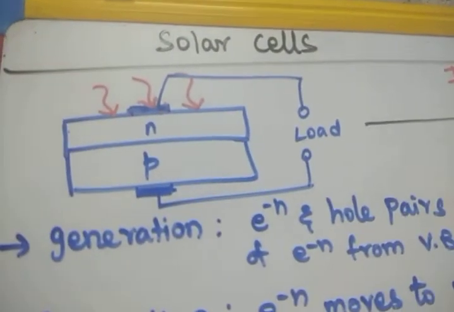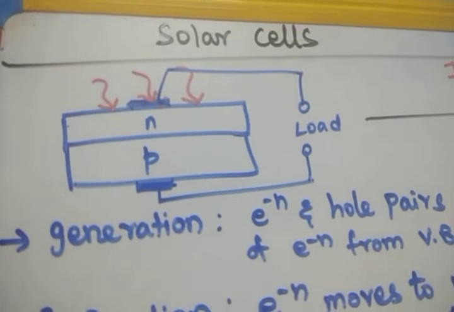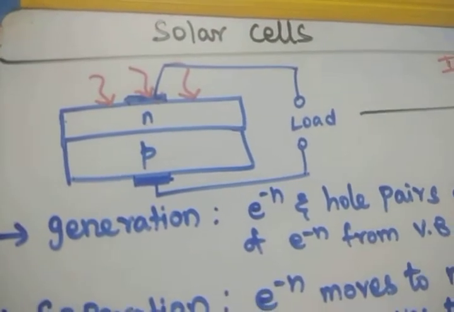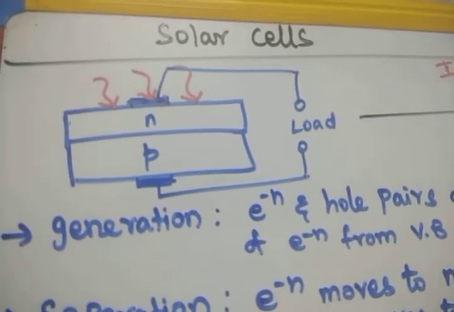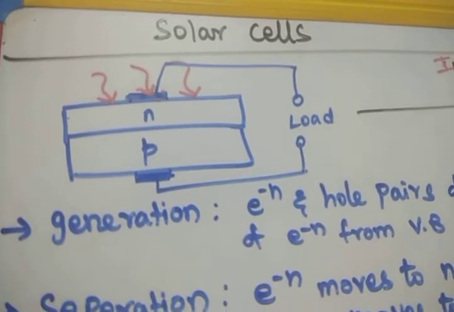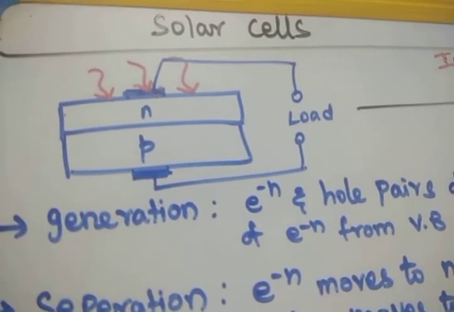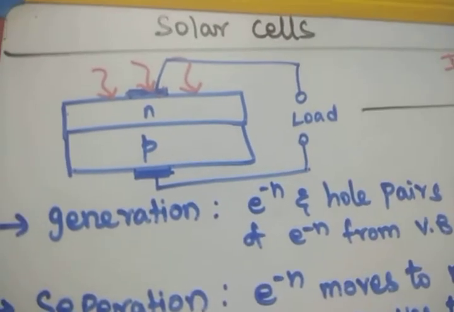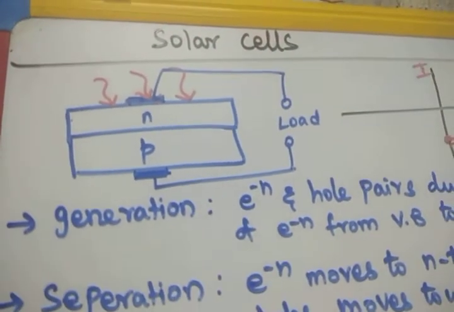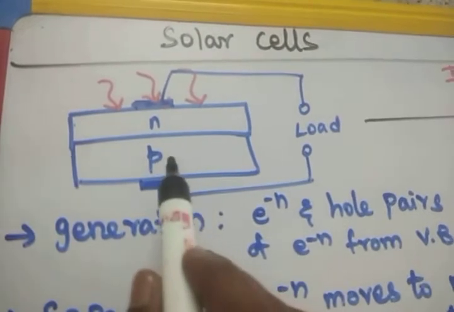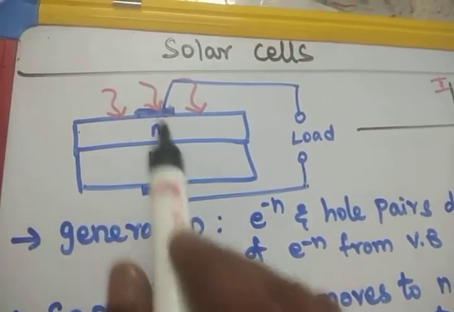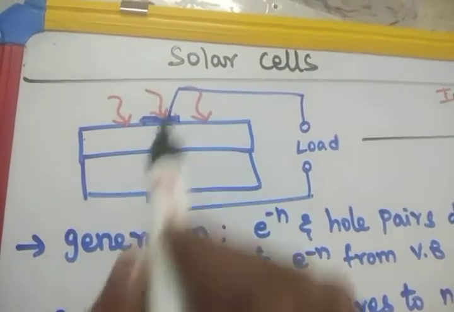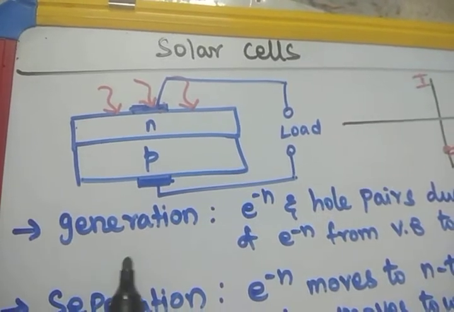Solar cells. It is a junction diode which converts solar energy into electricity, and it is based on the photovoltaic effect, that is, the generation of voltage due to the bombardment of light photons. That is clearly pictured here. There is a p-type and n-type junction diode. When light falls on this junction region, what will happen?